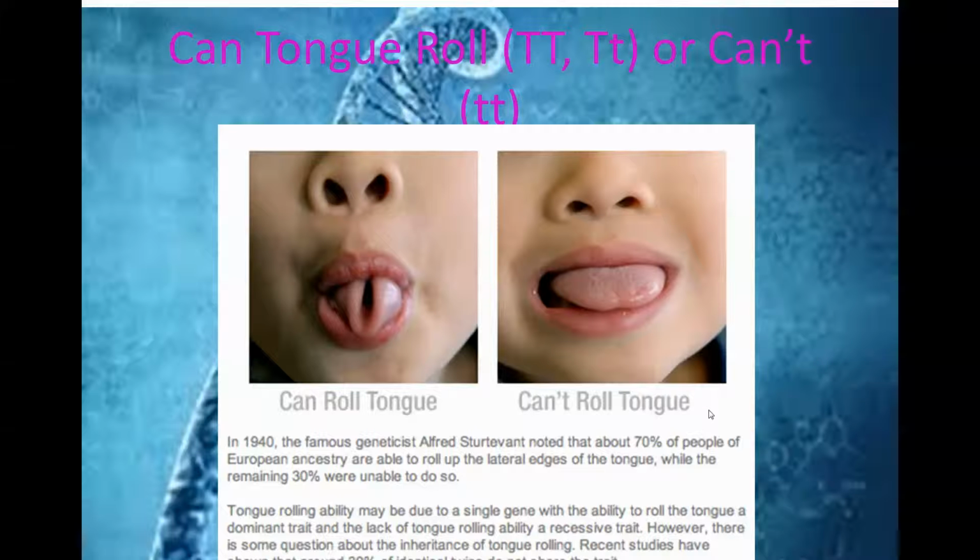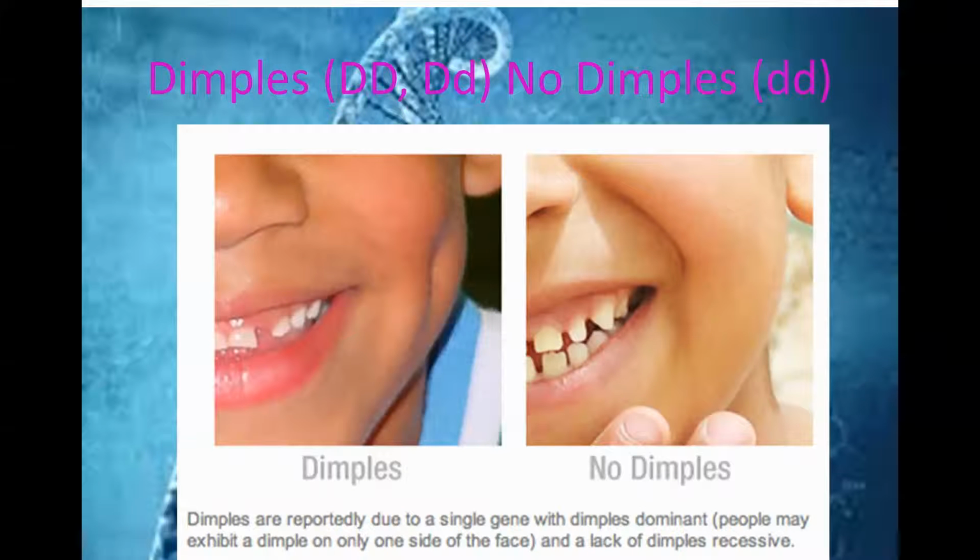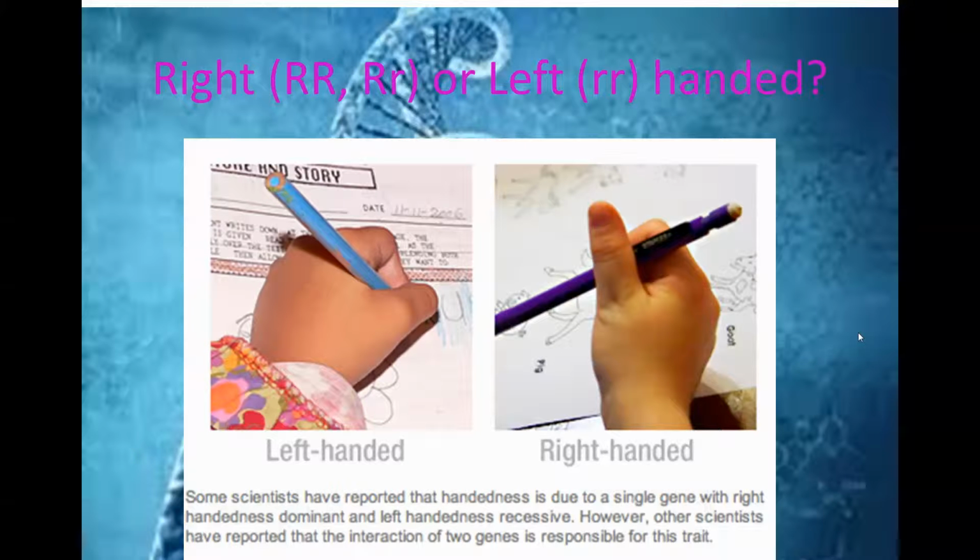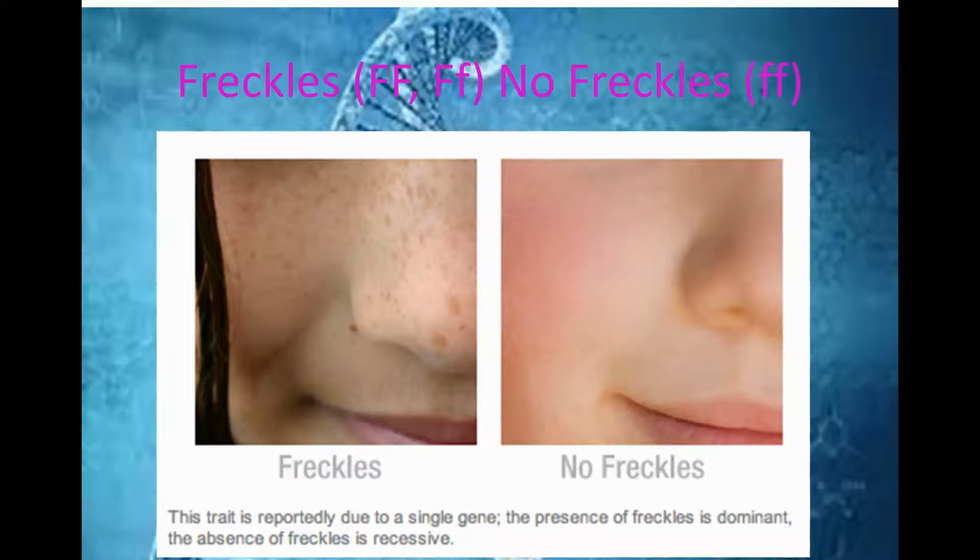Okay, so rolling your tongue. If you can roll your tongue, that is a dominant trait. If you cannot, that is recessive. Dimples. Having dimples is dominant. Not having dimples is recessive. If you're right-handed, you have a dominant trait. If you're left-handed, you have a recessive trait. Freckles. Having freckles actually is dominant. Not having freckles is recessive.